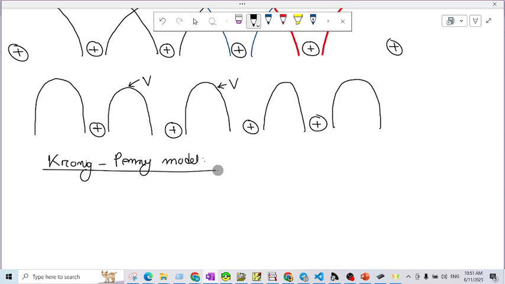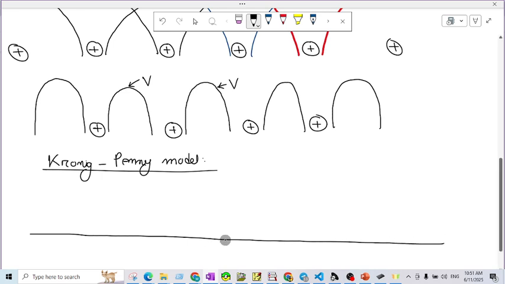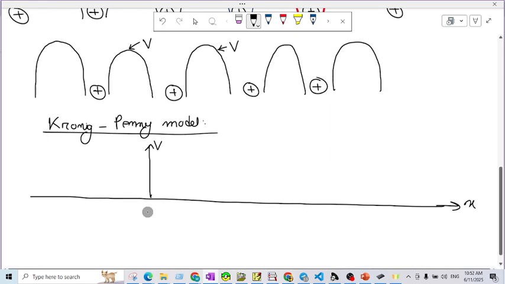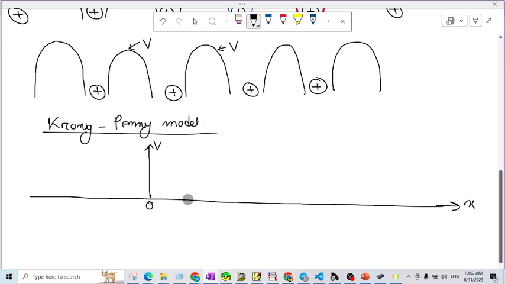Okay, so the Kronig-Penney model tells us that instead of this periodic oval shape or this type of curve, we will make our calculation simpler. Let's say this axis is V and this axis is x. At this point x is equal to 0, here x is equal to a, at this point x is equal to minus b, here a plus b, and here minus a plus b.